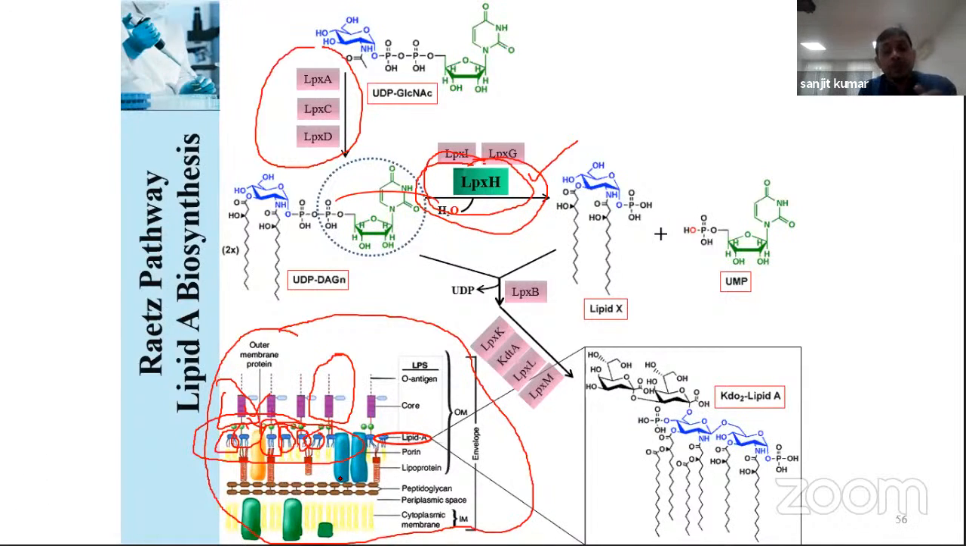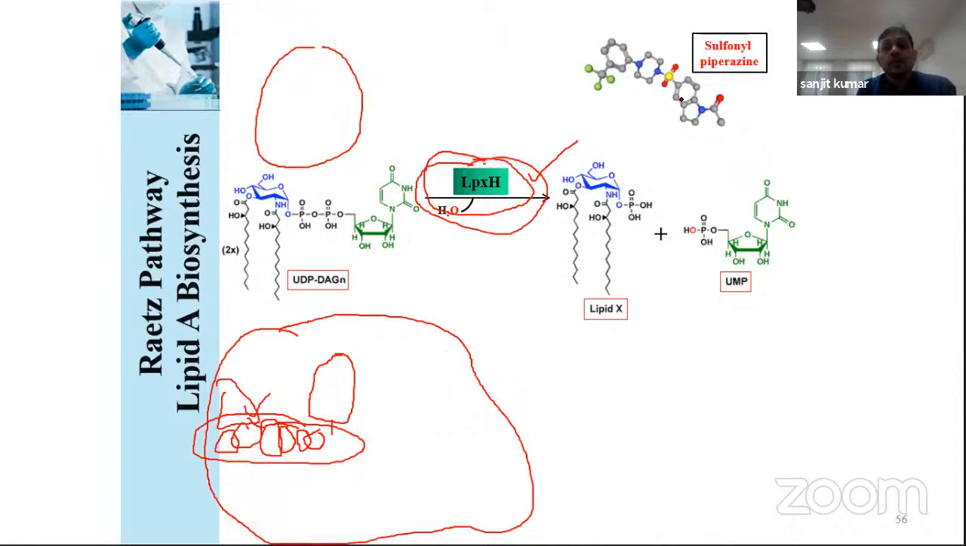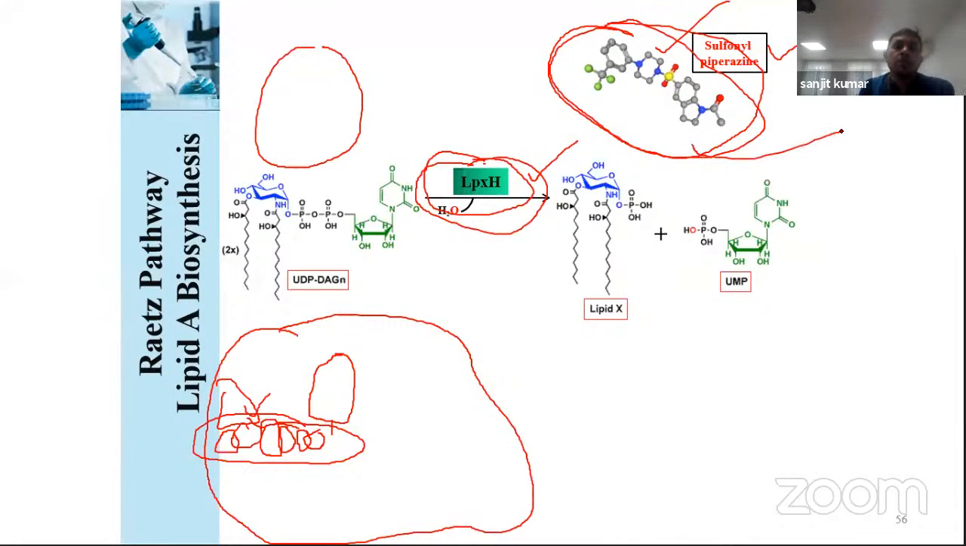So we are working on this also, hope it will work. We are designing some molecules. Right now there is only one inhibitor available, sulfonyl piperazine. Most companies are also working on it. AstraZeneca is also working, and this is the AstraZeneca molecule, sulfonyl piperazine. We are working on similar types of molecules to inhibit LPXH, and I am thankful for the support for this research.